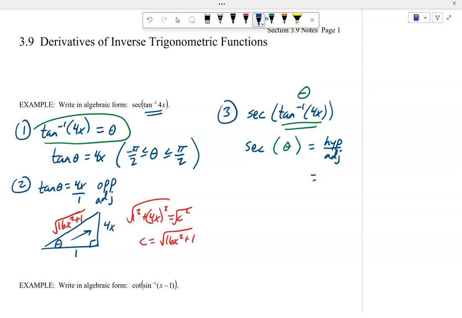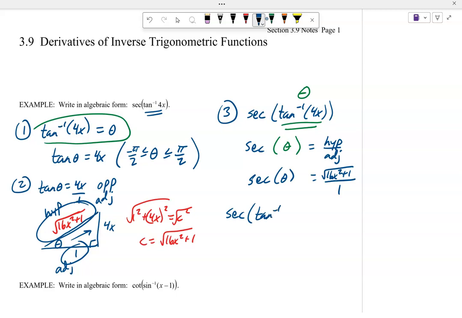So I go back over to my triangle and I say, oh, my hypotenuse side is that square root of 16x squared plus 1 in red, and my adjacent side to theta is 1. So the secant of theta, which again, theta we called the arctangent of 4x in that beginning step, must be the square root of 16x squared plus 1, all over 1.